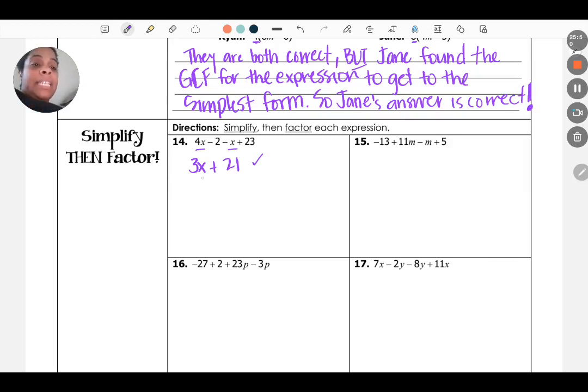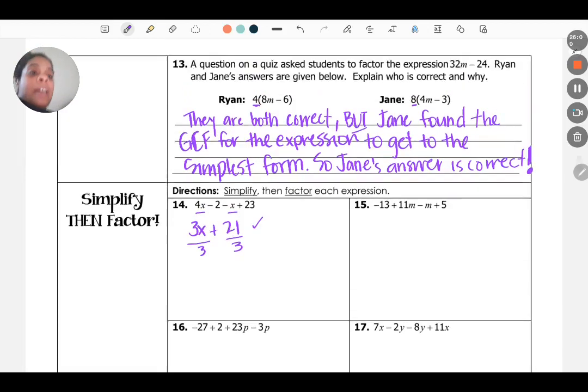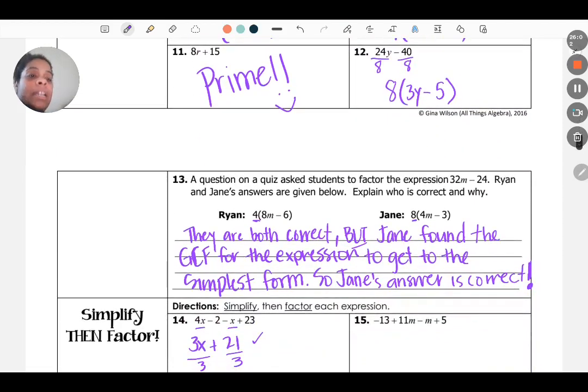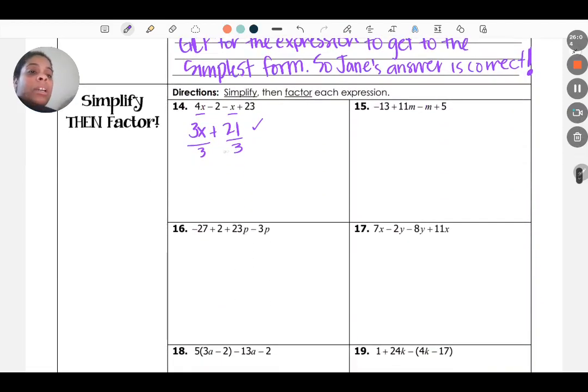So that was easy. If I pull 3 out, remember, I'm going to do the dividing on this one, but as we move on, I'm not going to do the dividing anymore because we did enough of that up here that you should understand now. So 3 is going to be my factored number. I'm going to leave x in there because 3 divided by 3 is 1. Plus, 3 goes into 21 7 times. This is my final answer. I did simplifying first, and then I factored.